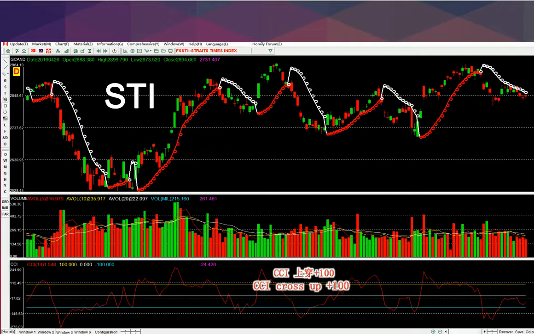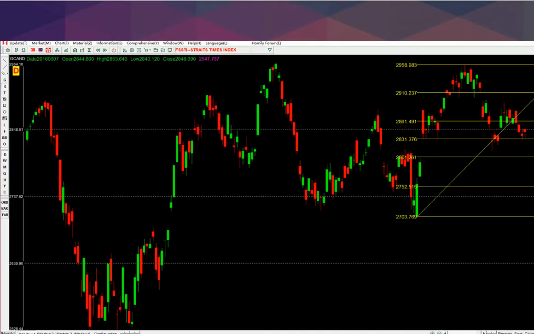If the CCI crosses upward through the 100 parameter, it means the market is good. So here, the market is good. Then we can see here, if you see the red line, the CCI output breaks through the 100 parameter, which means the market still has a chance, okay? So this is the next one.